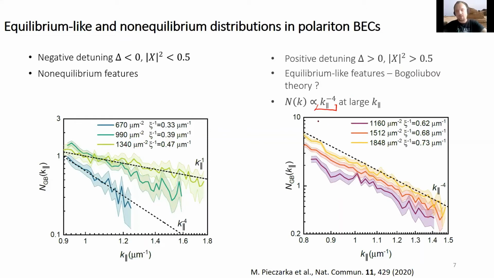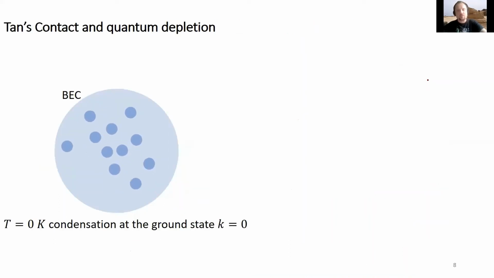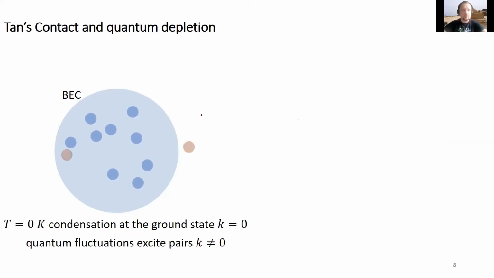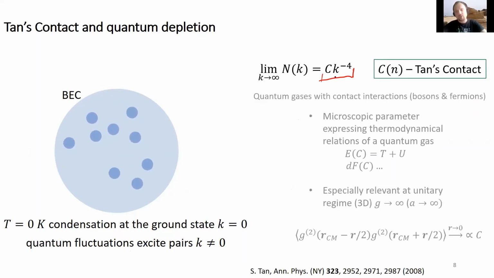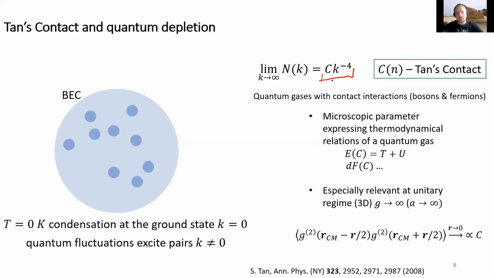We see that positively detuned polaritons behave like equilibrium BECs, so we realized that this phenomenon of quantum depletion, meaning quantum-fluctuation-mediated occupation of branches with this particular k^-4 dependency, allows us to extract a parameter called the Tan contact, which is very relevant in quantum gases, especially in the unitary regime. Why is it relevant?